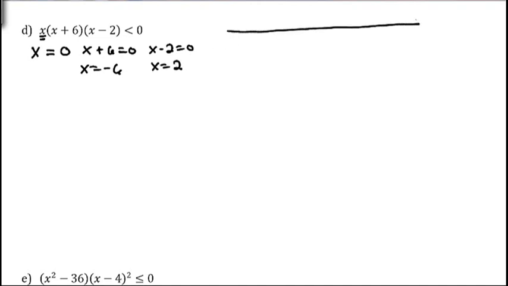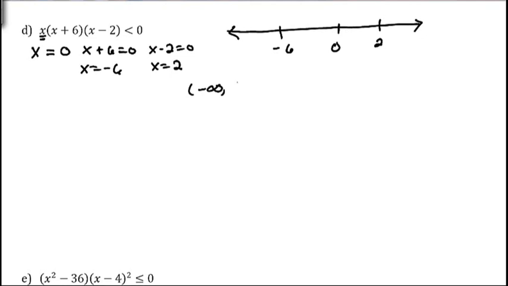Our next example here, we have three linear factors, and so we have three values of x that are equal to 0. Don't forget to set this x equal to 0. Then x plus 6 equals 0 gives us x equals negative 6, and x minus 2 equals 0 gives us x equals 2. So we have three numbers to put on our number line this time: negative 6, 0, and 2. This time we have four intervals that we'll need to test.